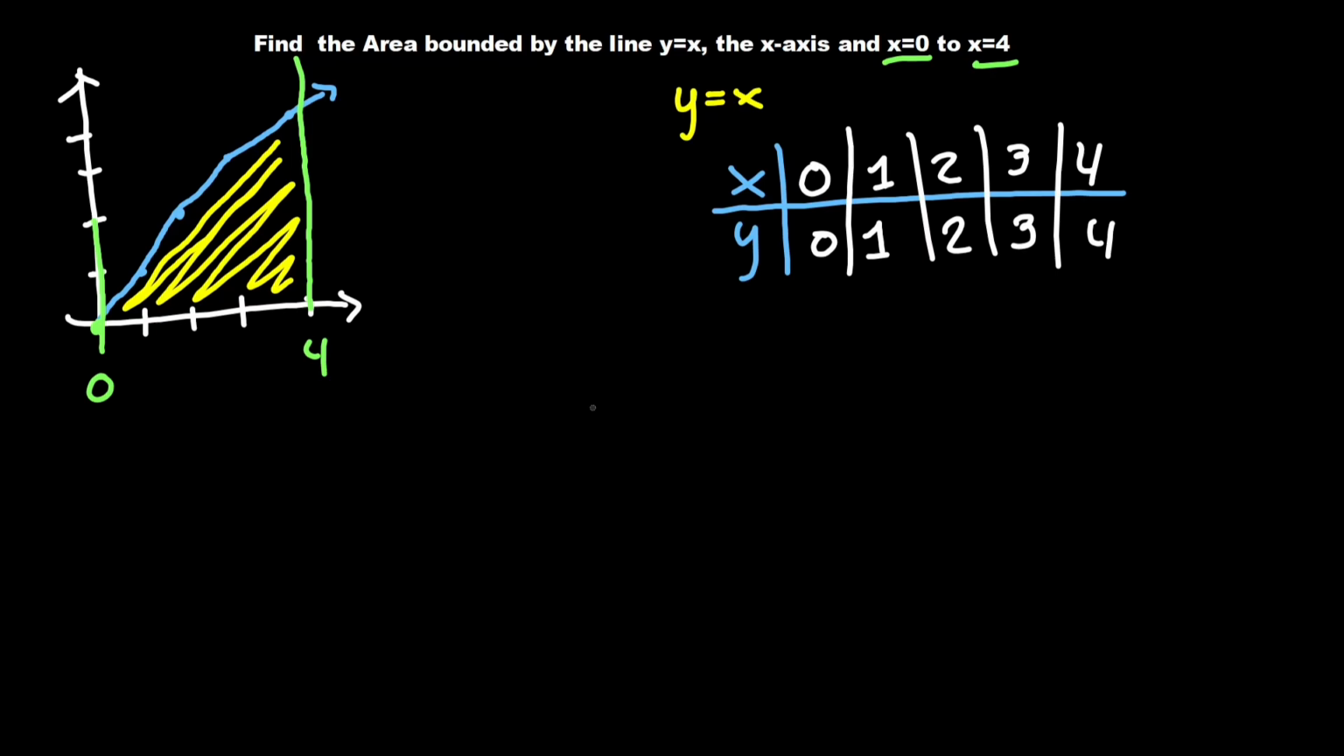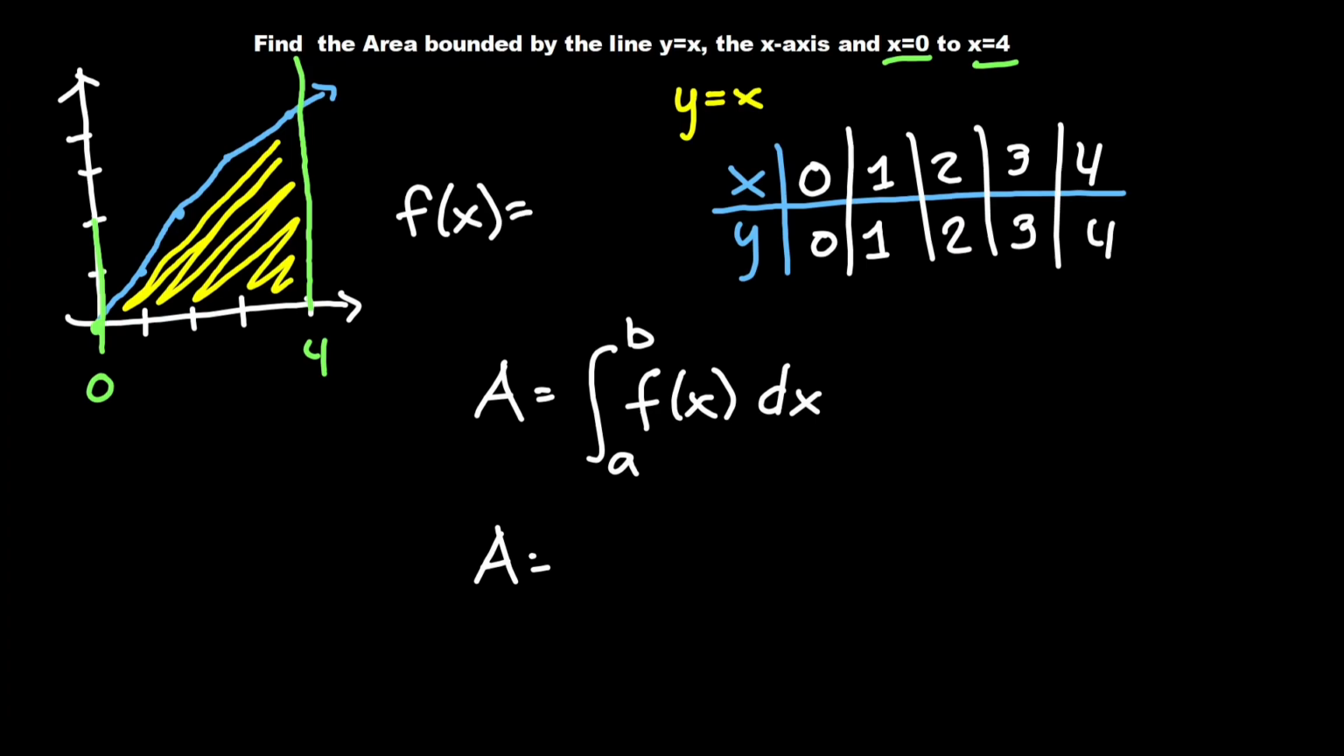And so, let us solve this. Area right here would be equal to the integral of f of x dx with the upper limit of b and lower limit of a. Keep in mind that f of x is equal to y. And since y here is equal to x, so this would be x dx. B here is 4 and a here is 0. Anyway, note that the upper limit here is the bigger number, and the lower limit is obviously the lower number.